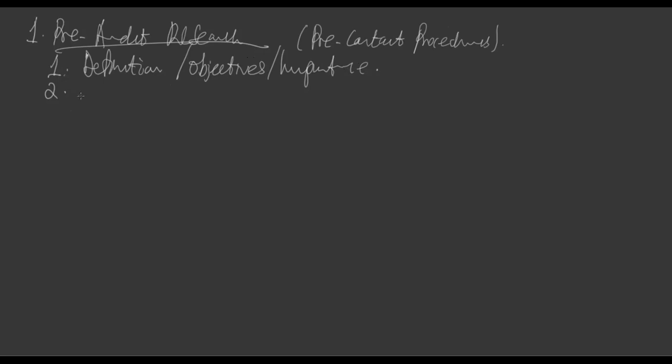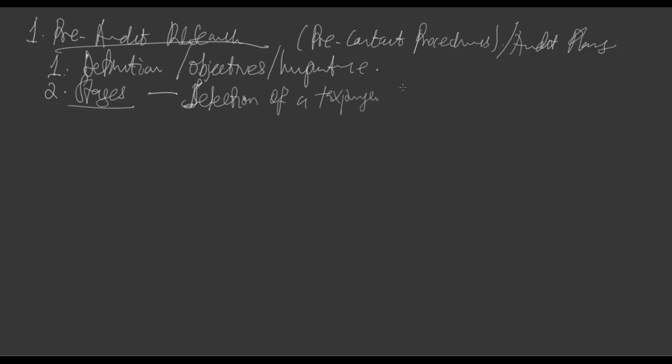Apart from the importance and objectives of pre-audit research, you are also going to see audit planning. What do you do? The stages in this process: first of all, we must identify the taxpayer or select him for an audit. Another question that can be asked is how you select a taxpayer for an audit. Remember that we made reference to Section 36 of the Revenue Administration Act in identifying a taxpayer for an audit.